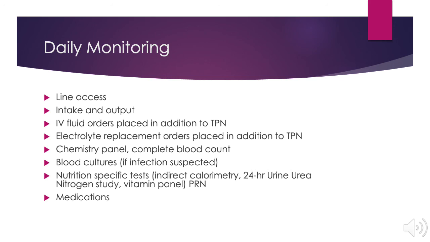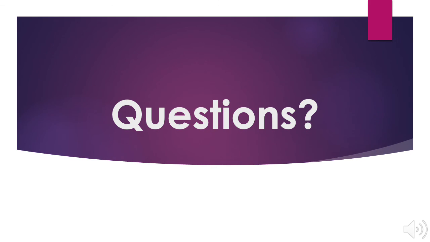We definitely want to make sure that we're reviewing the chemistry panel and our CBC. And we're also very vigilant of blood cultures if infection is suspected. Finally, we want to make sure to review nutrition-specific tests such as indirect calorimetry, 24-hour urea nitrogen study, and vitamin panel as needed. And of course, medications, as these sometimes can produce side effects that could warrant a dose adjustment in our TPN. This concludes the introduction to TPN presentation.